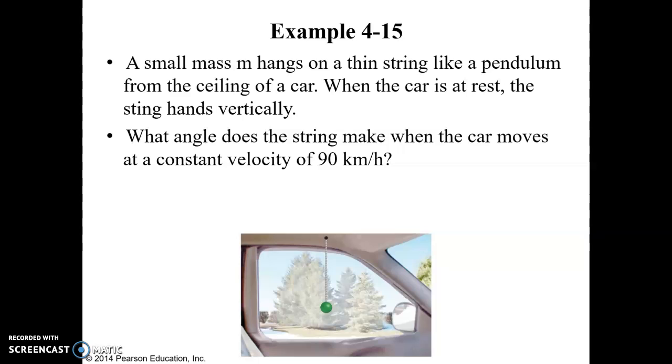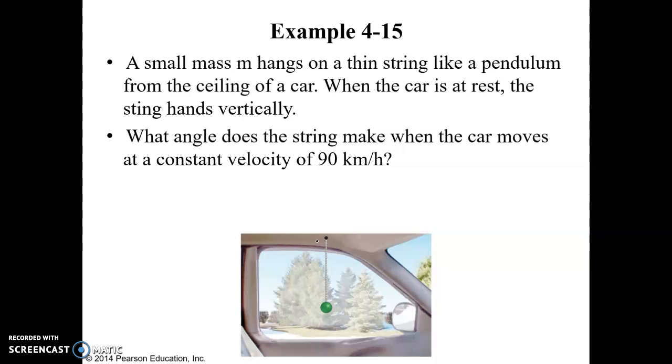Welcome back. We're in chapter 4. We're looking at Newton's laws of motion, and I want to look at this example 4.15 from the textbook. Now, in the textbook problem, if you're following along, it actually calculates part of it that I left out, where the car is accelerating forward. Well, let me take a step back here.